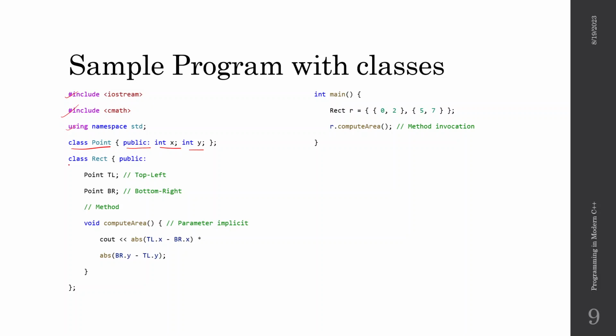Now we define a rectangle class. Again, similarly, we write the class keyword and then the name of the class, which is rect, and then we write public to indicate that these are public data members. Now notice the interesting thing. We have 2 points inside the rectangle class. So we are using this point class inside the rectangle class.